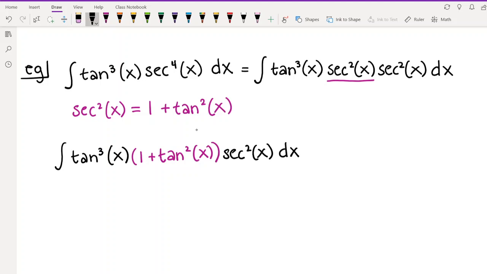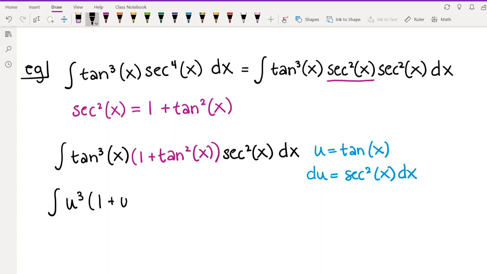And so now we have everything in terms of tangent except for this derivative that will go away when we do substitution. So we're all set up for substitution again. Same substitution: u is equal to tangent of x, du is equal to secant squared of x dx. You know how it goes from there. So now let's just do that substitution. So we end up with u cubed times 1 plus u squared. And then the secant squareds of x are going to cancel out. I'm just going to skip writing that step and we'll be left with du. So yeah, basically it plays out the same way.